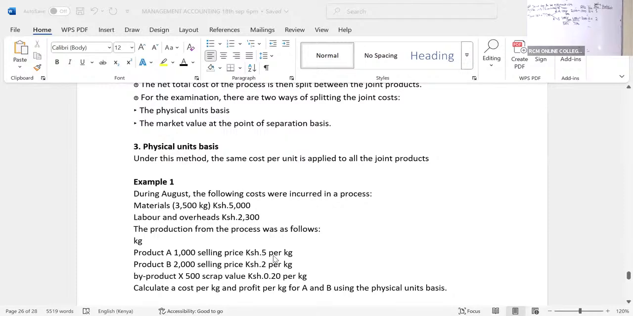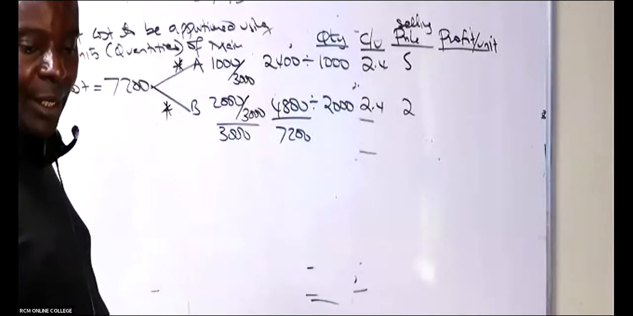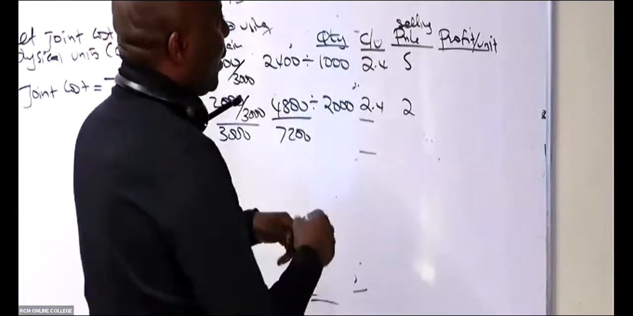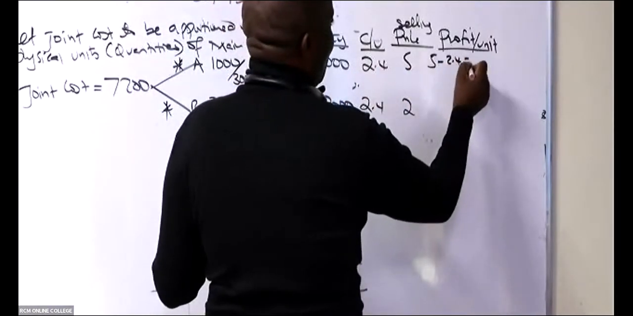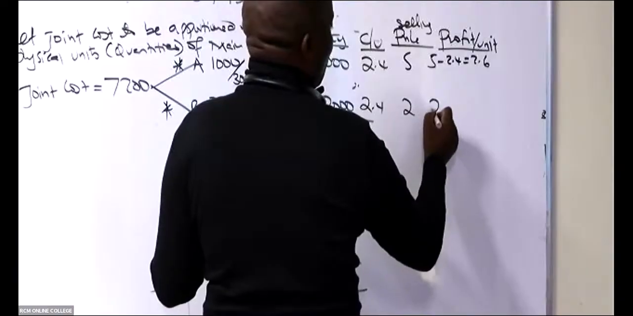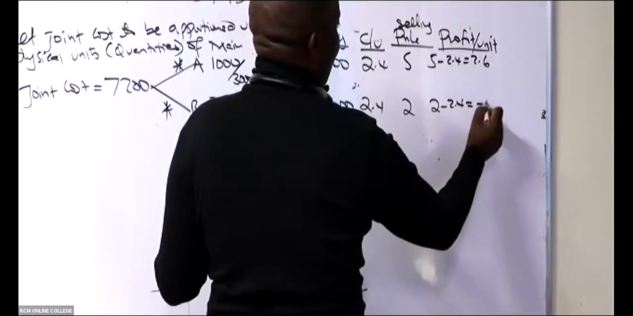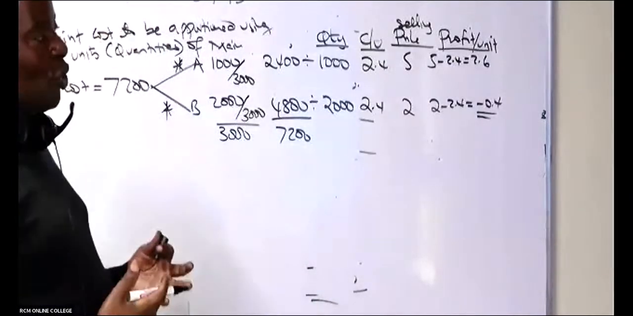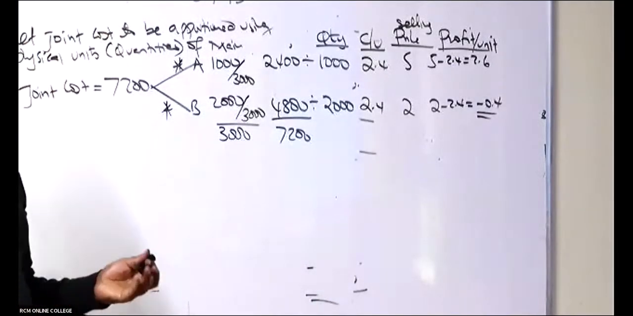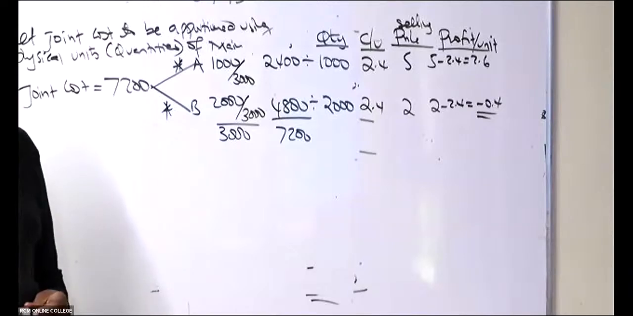So profit per unit, we shall take the selling price minus the variable cost per unit. So 5 minus 2.4, that's 2.6. This one will be 2 minus 2.4, which gives me a loss of 0.4, because basically it was made to absorb a higher cost than it could absorb.